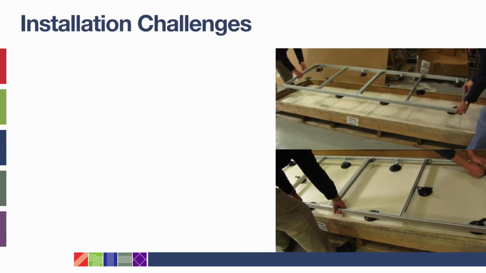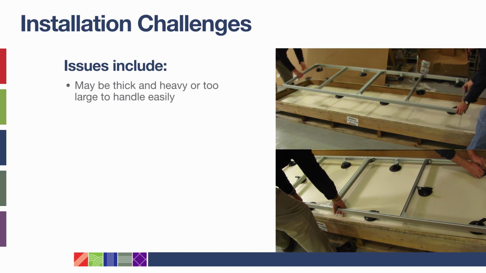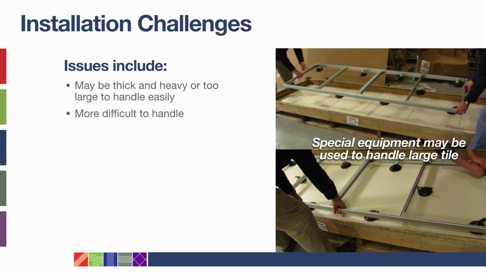Large tile installations magnify issues associated with traditional tile installations. Why? In most cases, they are thicker and heavier, and therefore harder to handle than standard size tile. In the case of thin large format tile, which can be as long as 10 feet, it may take up to 3 people to install one panel.